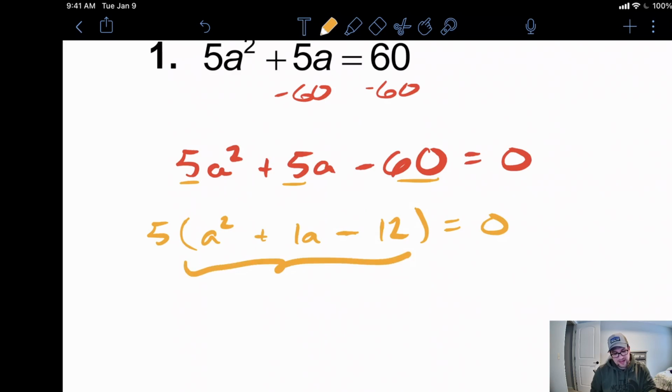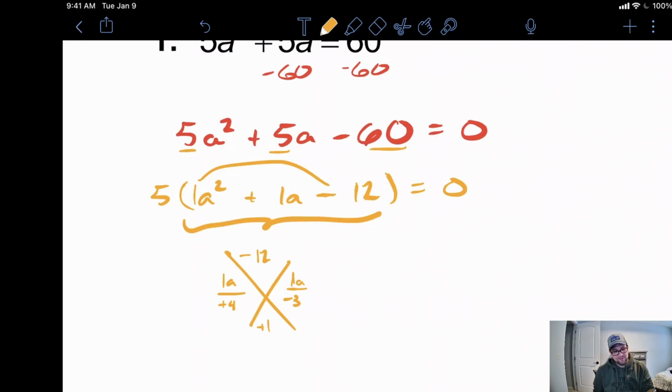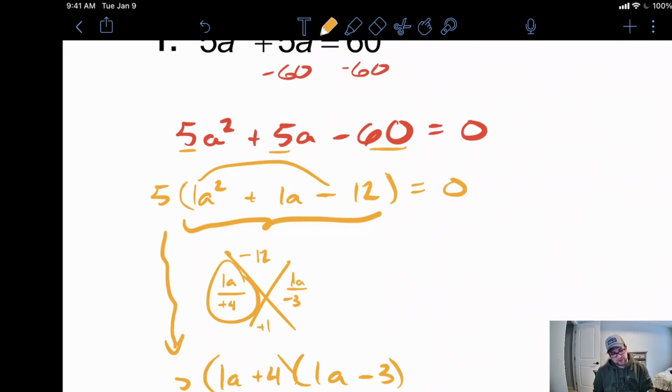Now, this part we can factor some more using our x method. So 1 times negative 12 will give us a negative 12. We'll have a positive 1 on the bottom. We'll have our 1a and our 1a off to the sides. And then we just need to think what numbers multiply to be a negative 12 that add to give us a positive 1. And that would be a positive 4 and a negative 3. So once we have those numbers in place, we know that we can rewrite this as 1a plus 4 and 1a minus 3. The 5, of course, is going to drop down in front. And that's equal to 0.